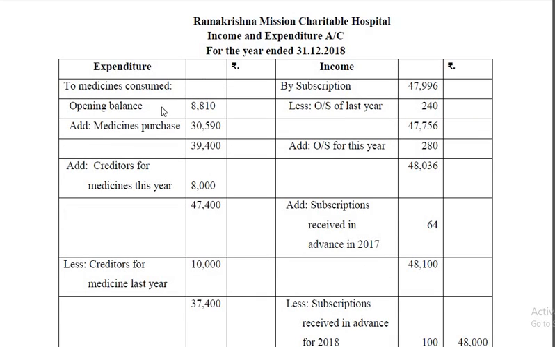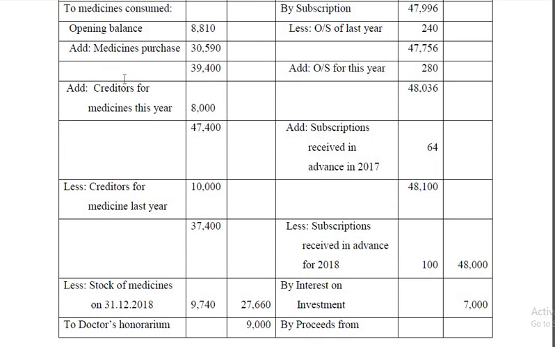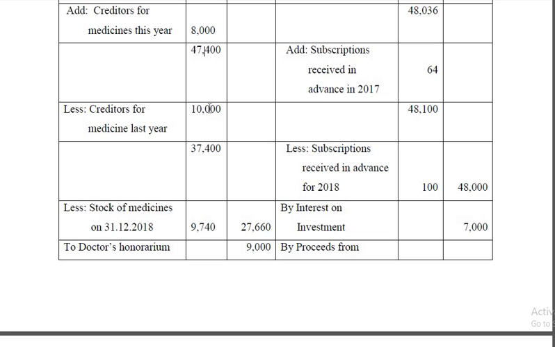Medicines consumed during the year. Opening balance is 8,810. Medicines purchased during the year 30,590. So total is 39,400. Creditors for medicines this year, at the end of the year, creditors for medicine 8,000. That means you have purchased, but you have not paid for that. These are nothing but credit purchases. 47,400. Therefore, you have to deduct last year's outstanding value for medicines purchased.